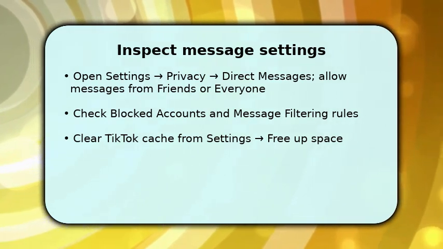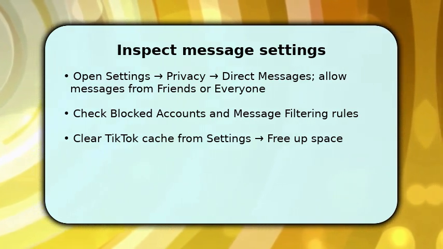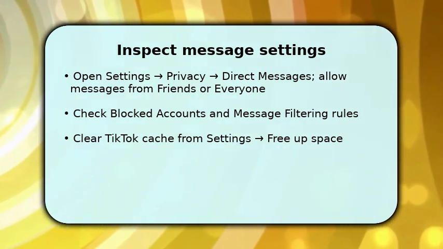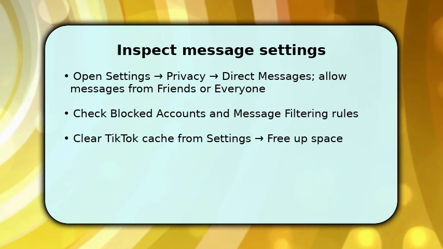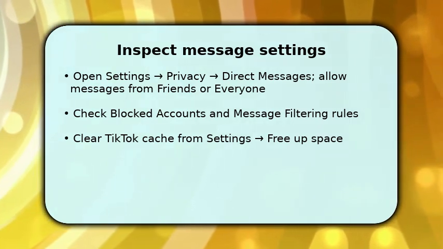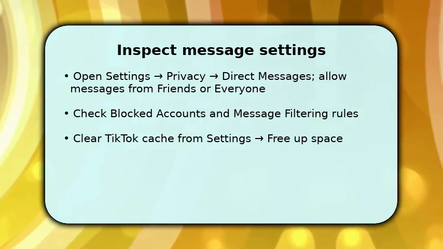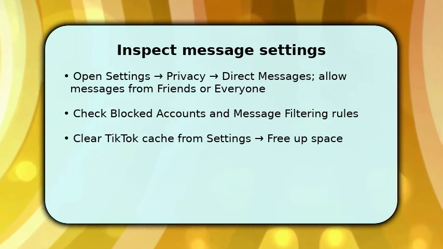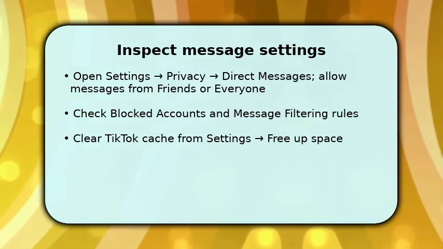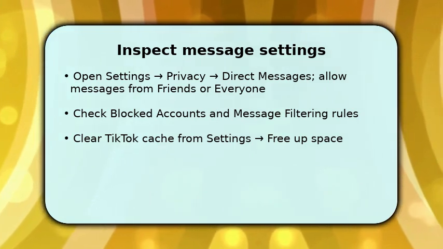Go to Settings, then Privacy, and set direct messages to friends or everyone depending on your comfort. This controls who can message you. Next, review blocked accounts and message filters to remove unintended blocks. Then clear the app cache inside settings to remove stale tokens and speed up syncing. By changing a setting and clearing cache, you force a permissions refresh so messages and requests reappear correctly.